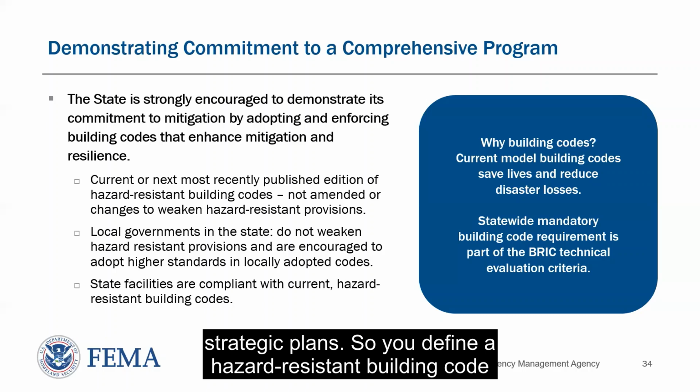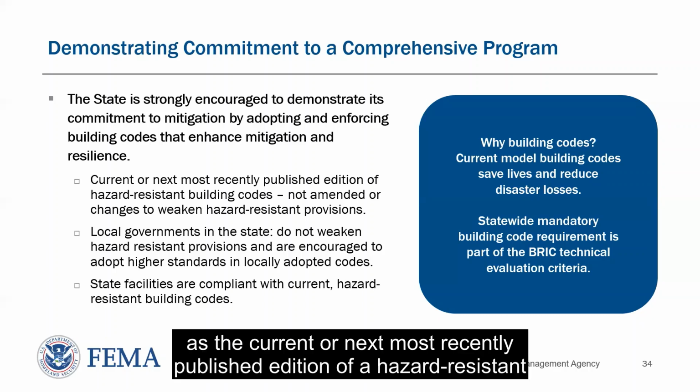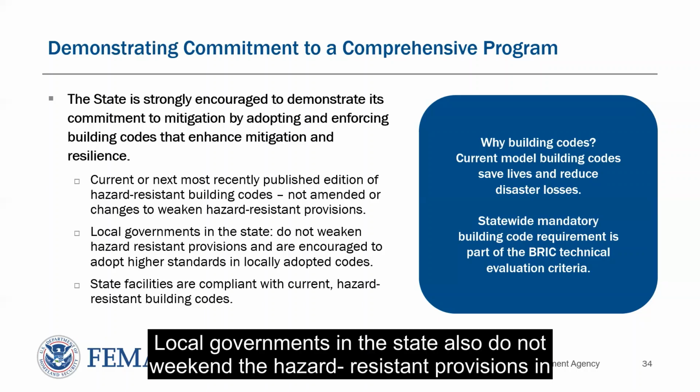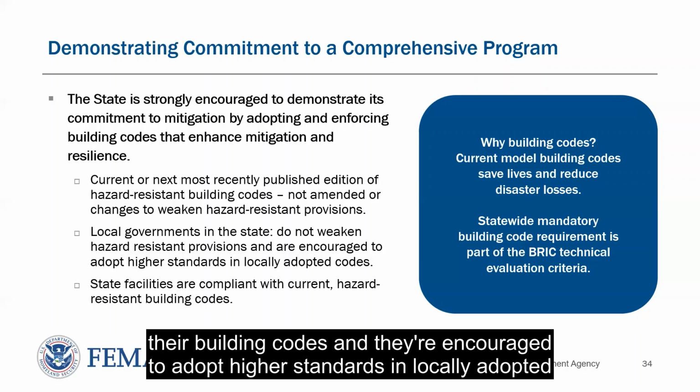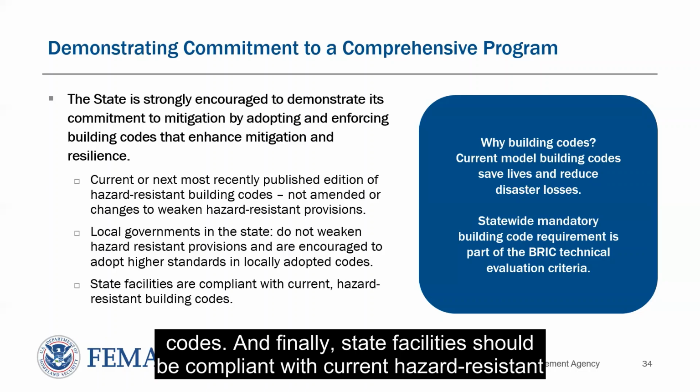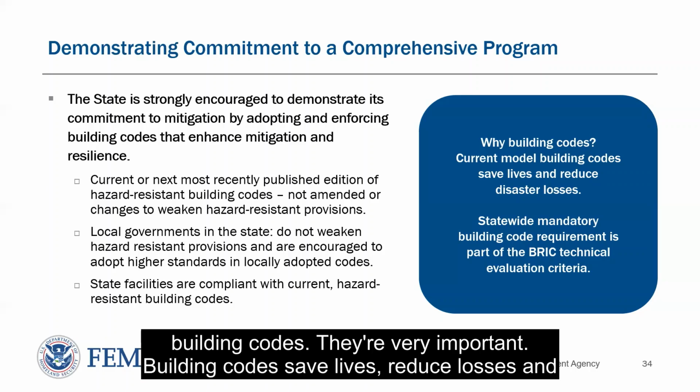So we define a hazard resistant building code as the current or next most recently published edition of a hazard resistant building code that's not amended or changed to weaken hazard resistant provisions. Local governments in the state also do not weaken the hazard resistant provisions in their building codes, and they're encouraged to adopt higher standards in locally adopted codes. And finally, state facilities should be compliant with current hazard resistant building codes.